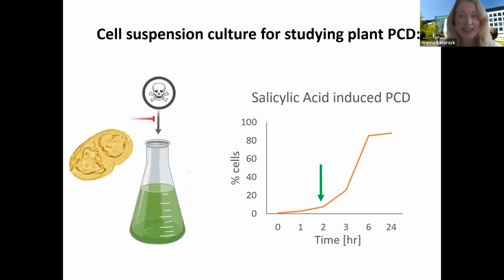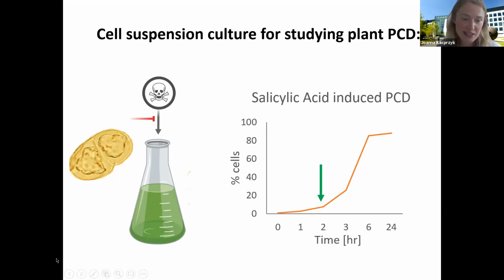The system I'm using in my lab is the cell suspension culture. It's a very well-established system for PCD studies in animals. The species I'm using is Arabidopsis thaliana, for non-plant people, which is most of you probably. Arabidopsis thaliana is literally like lab mice for plant scientists, so we have loads of resources and reagents developed especially for the species.